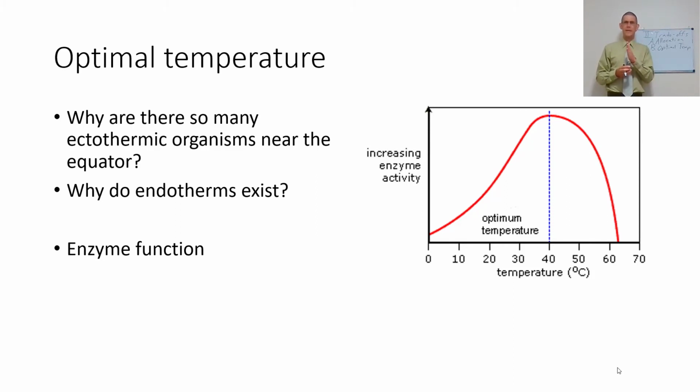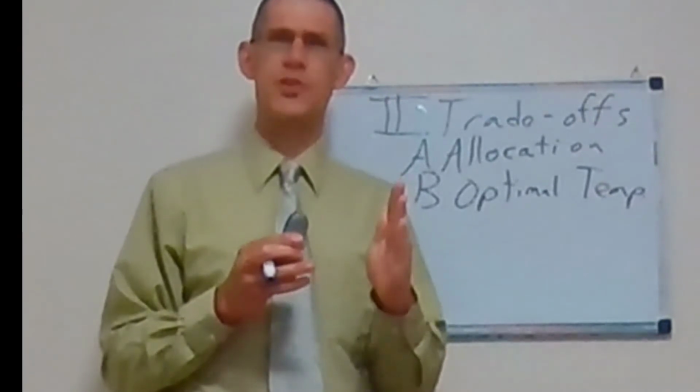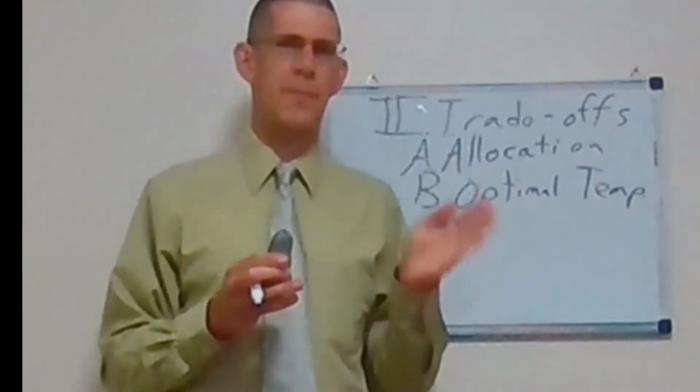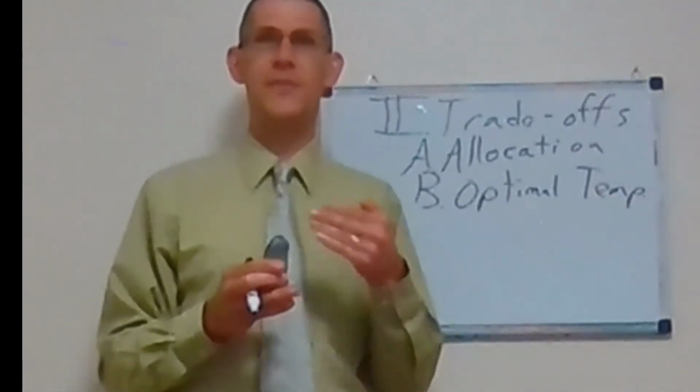It does not need to maintain metabolism to heat or cool its body to the optimal temperature because it can just be at the same temperature as its environment. And in the equator, there's not much change in temperature from morning to evening, and there's not much change in temperature from summer to winter. And this is why so many ectothermic organisms live near the equator.